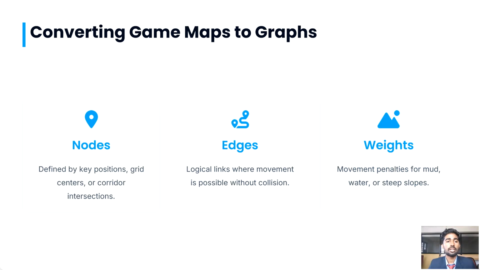So next, we are going to see how game maps are converted into graphs. In games, the map is converted into a graph structure. Important positions become nodes, and the paths between them become the edges. This helps the game AI understand the map and find the best route.